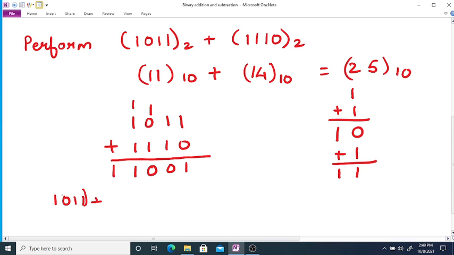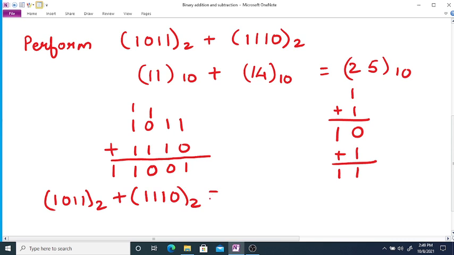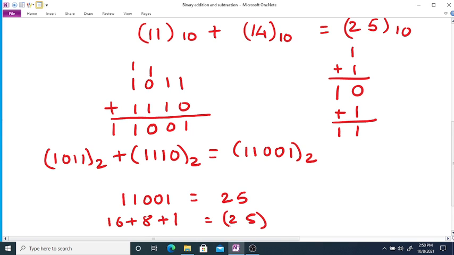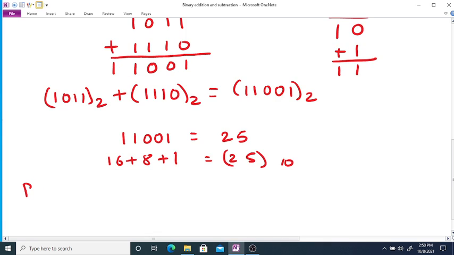So we have got 1011 plus 1110. Addition of these two numbers is 11001. Now if we convert this 11001 in decimal, we will get this one as 25. As we can see here, it will be 16 plus 8 plus 1. So we get here 25 in decimal. So in this way we can verify our answer. Now we will see one more example.